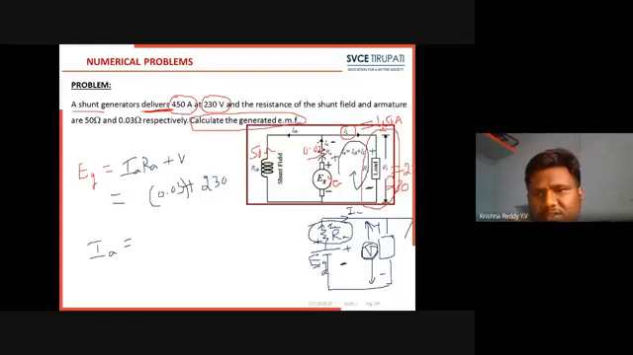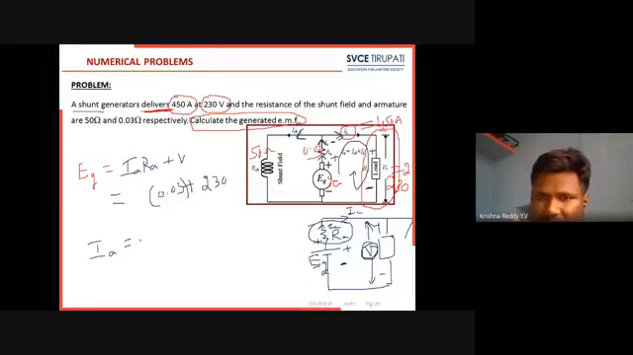From the circuit, the current IA is entering, and the load current IL and ISH are both leaving. By applying KCL, what is IA?